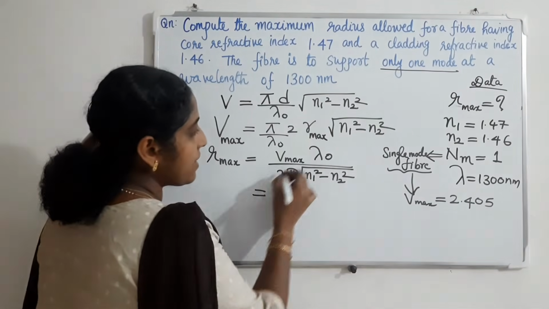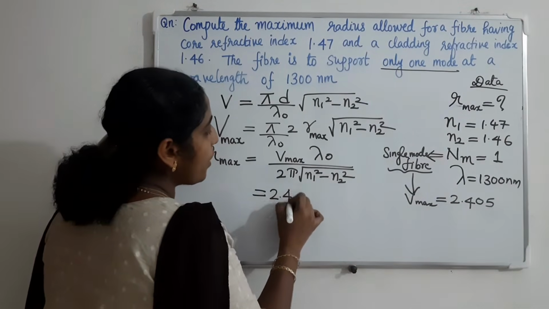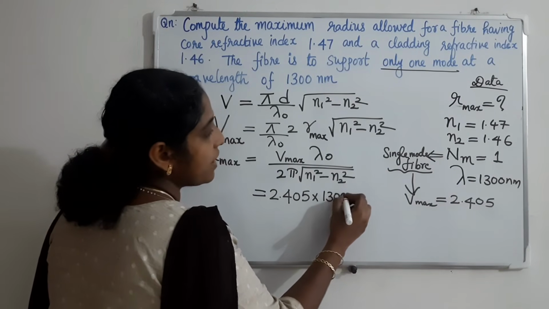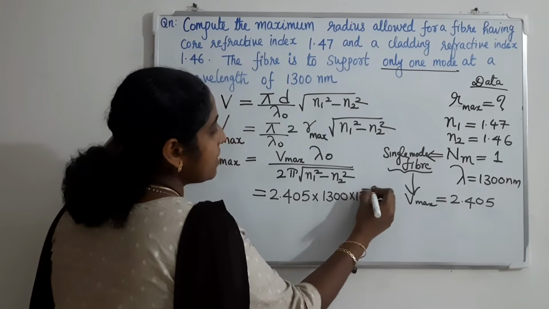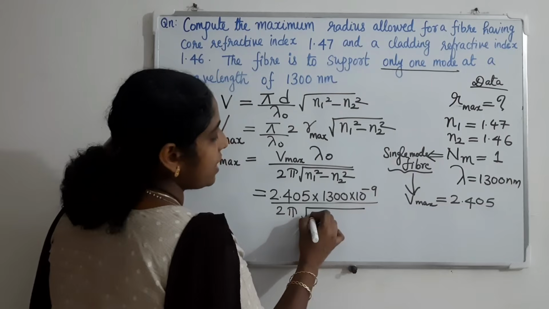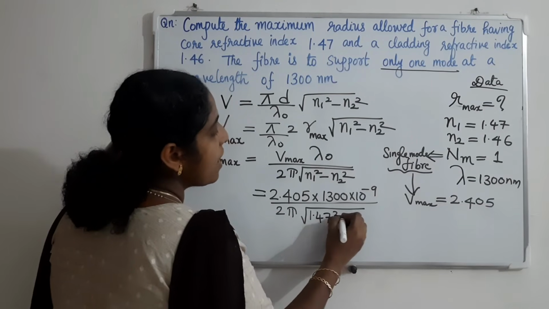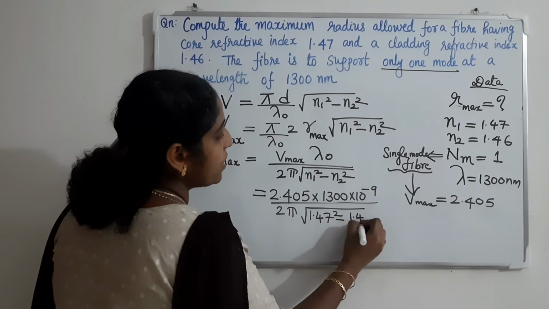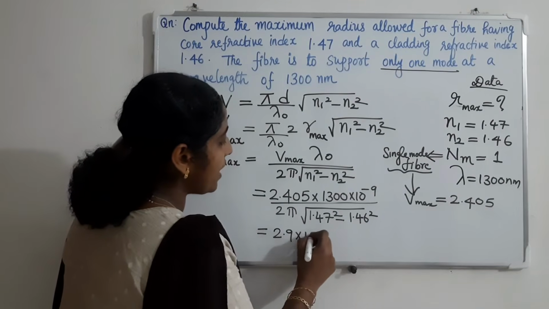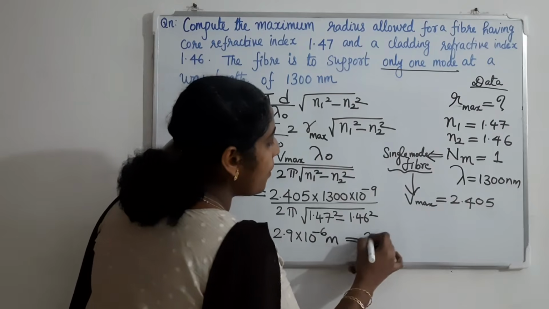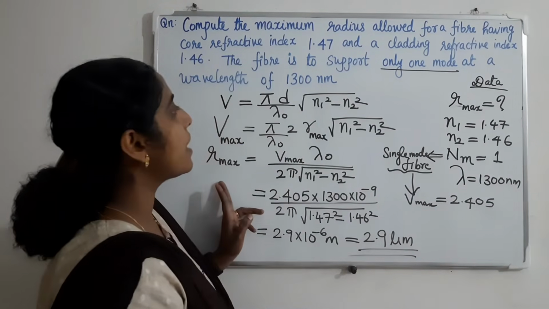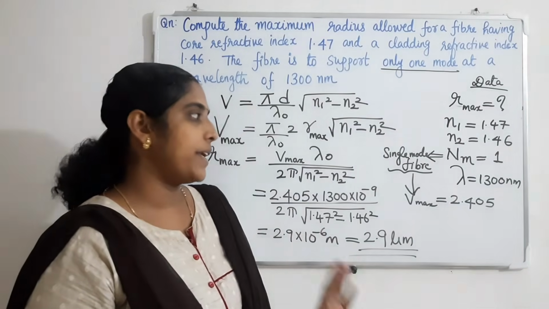That is, R maximum is equal to 2.405 into lambda 0, 1300 nanometer, divided by 2 pi into root of 1.47 square minus 1.46 square. Calculating it, we will get 2.9 into 10 raised to minus 6 meter, that is 2.9 micrometer, the maximum radius of this given optical fiber.